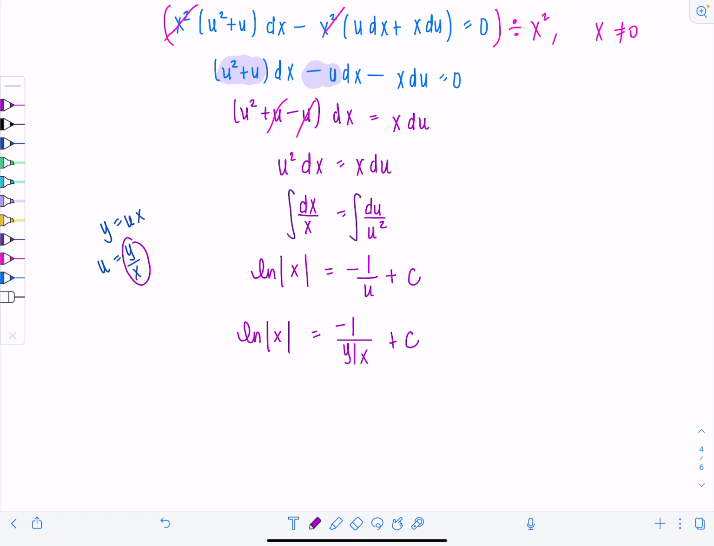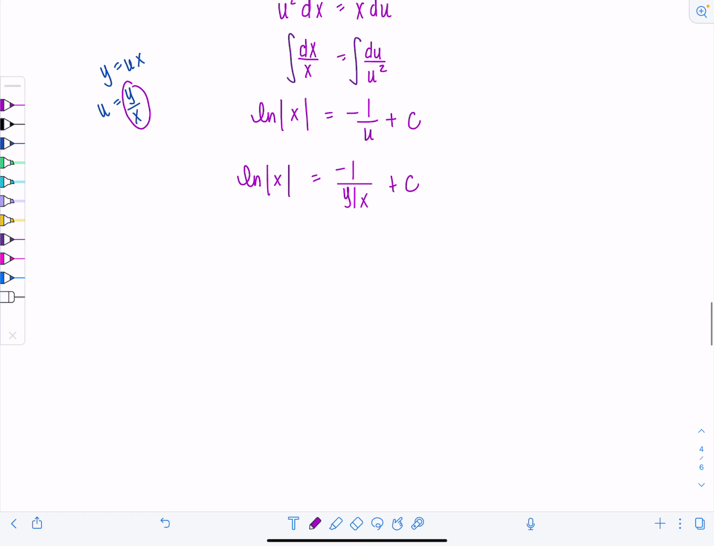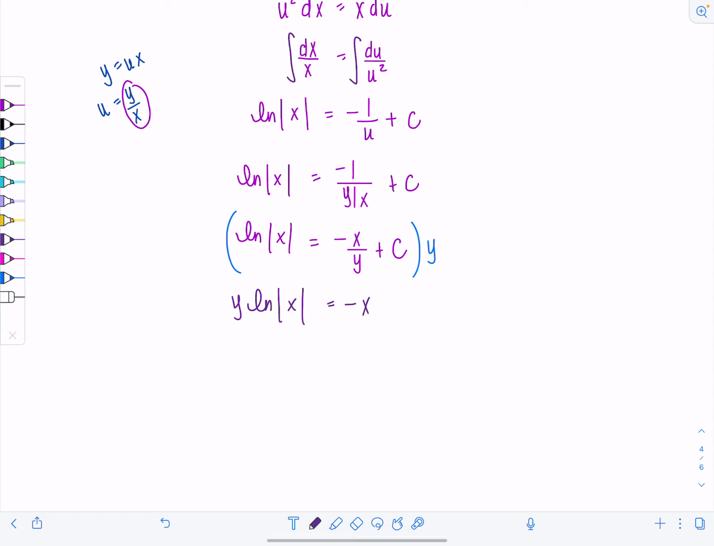All right, good. Let's clean this up just a wee bit more. So we've got natural log absolute value of x equals, now this is going to be -x over y plus c. I want to multiply through by y, so we don't have any variables in the denominator. And our result is going to be y times natural log of the absolute value of x equals -x plus c times y.